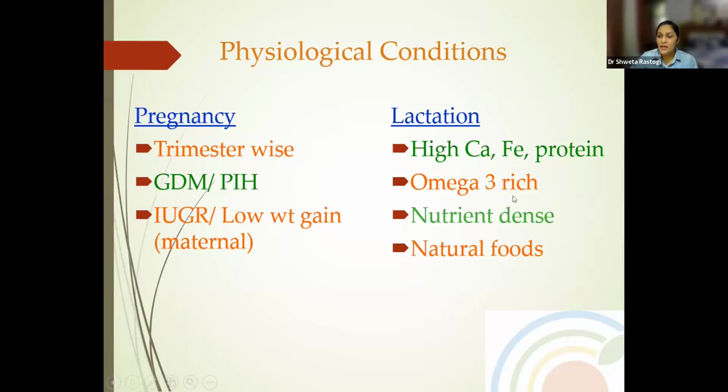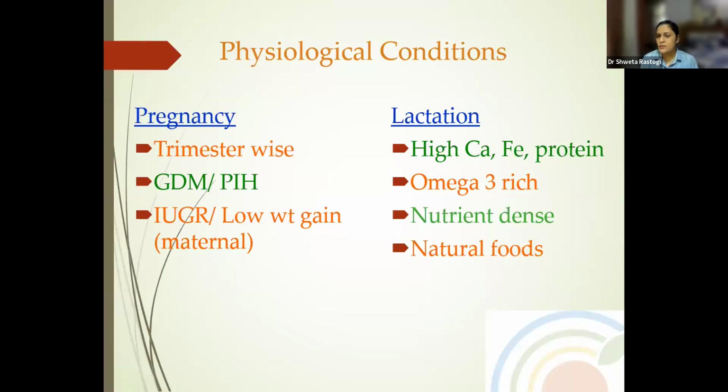Omega-3 rich food is very much important. The reason is if omega-3 is not given to the mothers, especially during lactation, they have postpartum depression. And we've seen omega-3 rich foods help them come out of this. How do you give that? Give flax seeds, give soya. If the patient is non-vegetarian, give seafood.